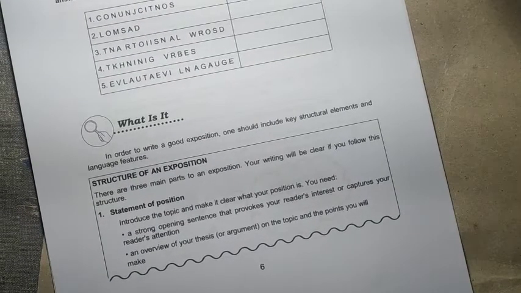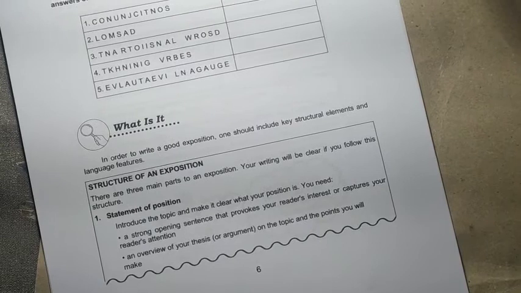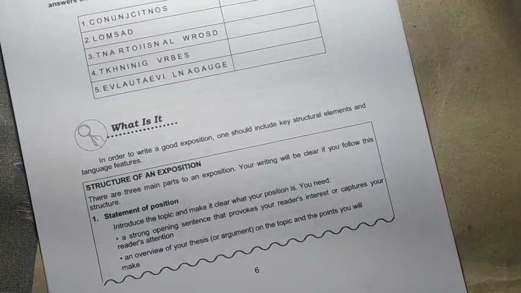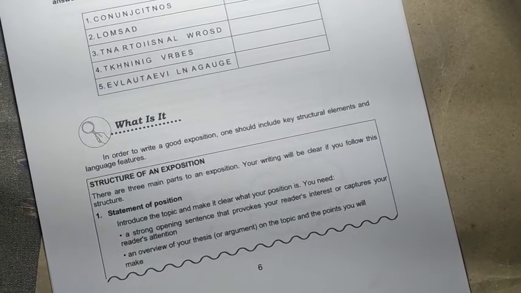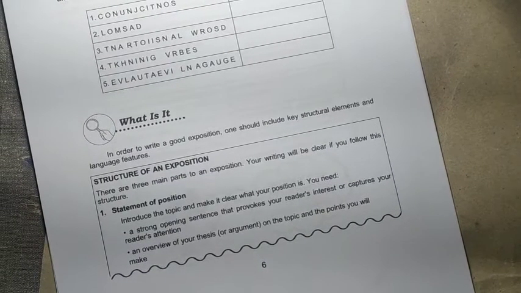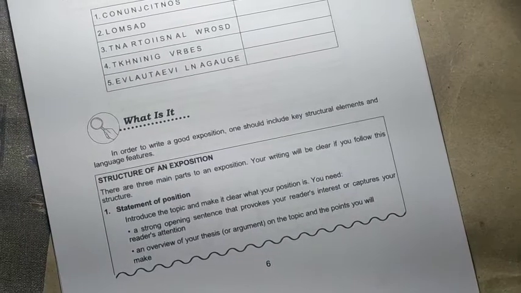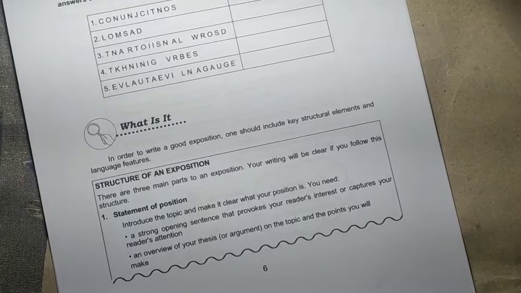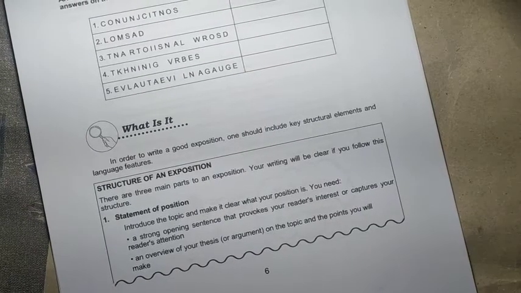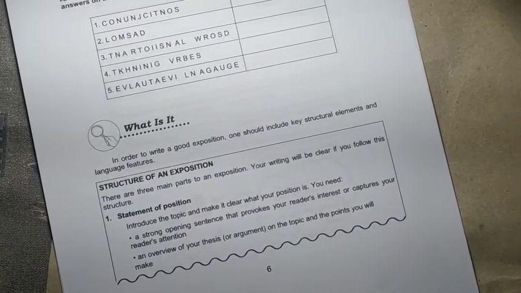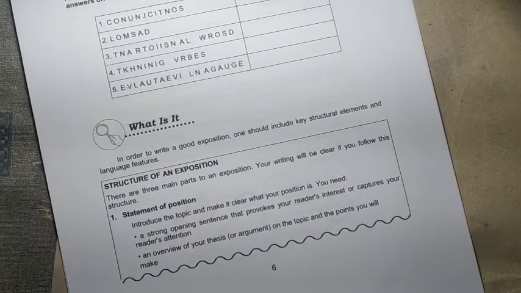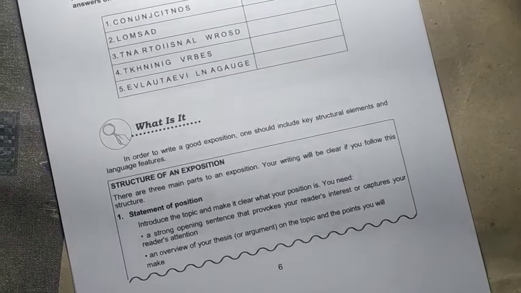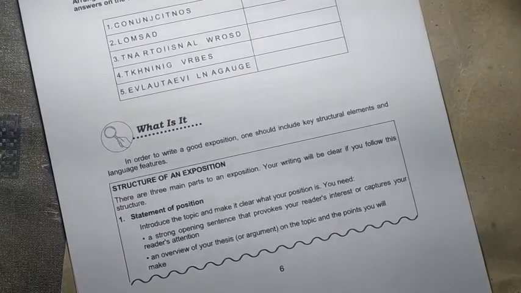You need, first, a strong opening sentence that provokes your reader's interest or captures your reader's attention. Second, an overview of your thesis or argument on the topic and the points you will make. So when you say statement of position, it is your stand, if you agree or not. So you will directly say if you are pro or against, for your readers to know what your stand is, what your position is about a single topic.